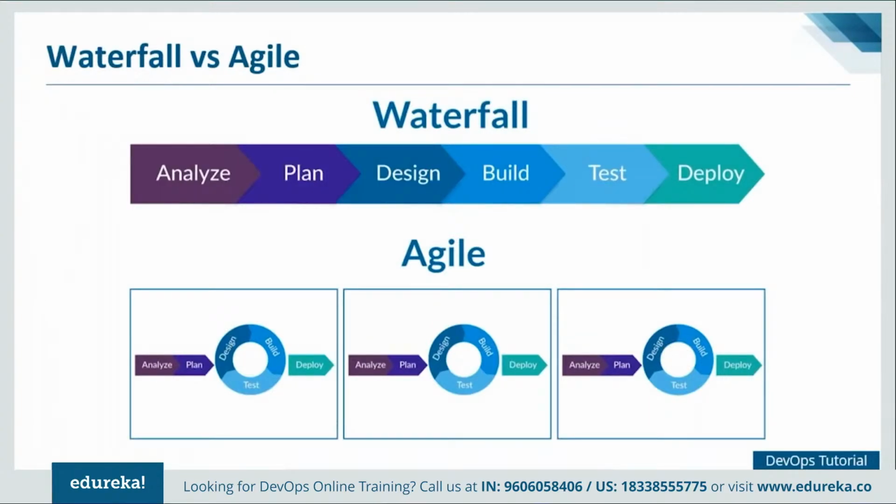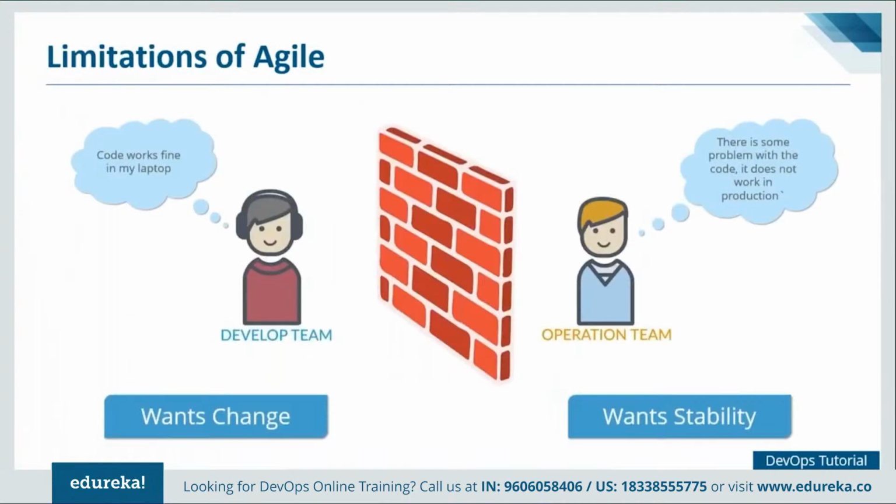Let's move forward and focus on the various limitations of agile methodology. The first and biggest limitation is that the dev part of the team was pretty agile, right? Development and testing used to happen continuously. But when I talk about deployment, that was not continuous. There were still a lot of conflicts between the dev and the ops side of the company. The dev team wants agility, whereas the ops team wants stability.